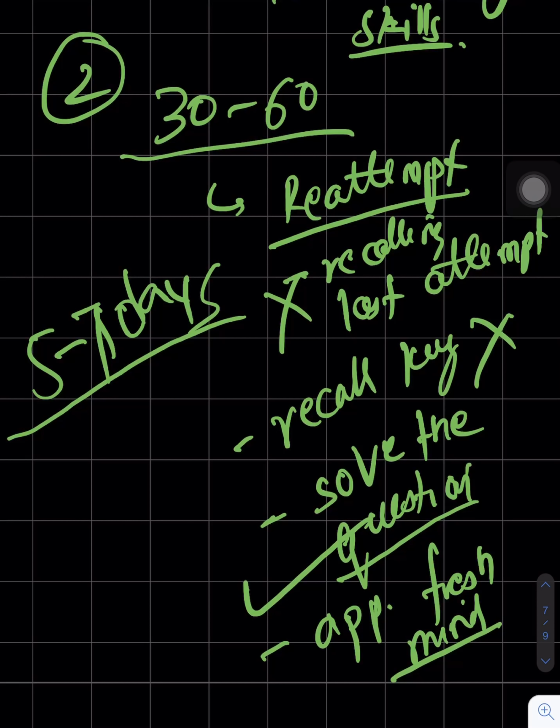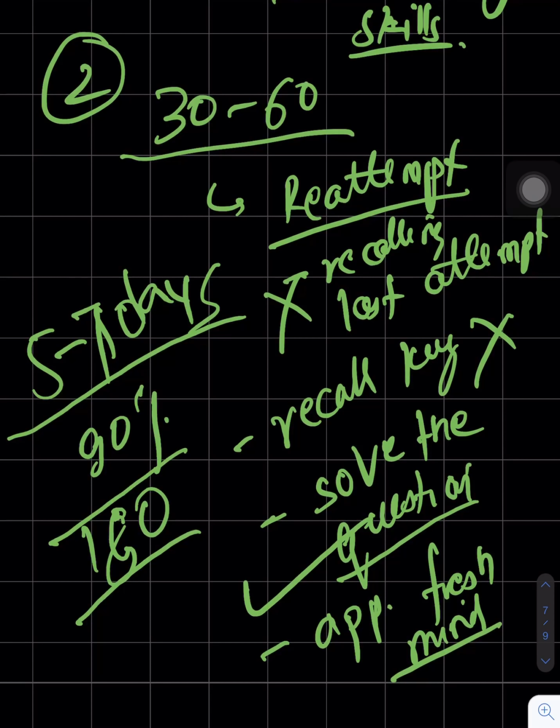If you are able to score 90% marks, around 180, by having revised all those topics from which you could not answer the questions, then you have technically conquered that paper, and this conquest is very important.